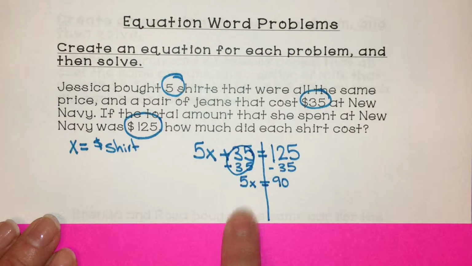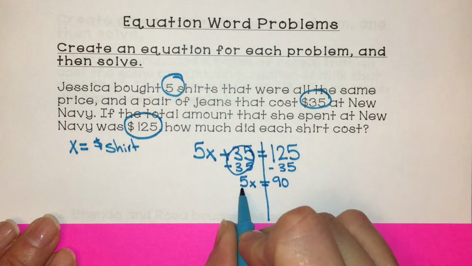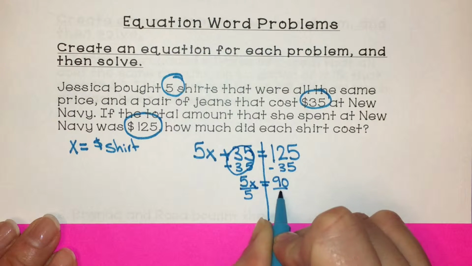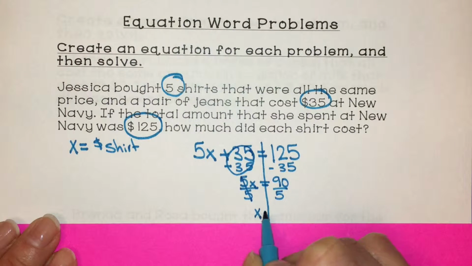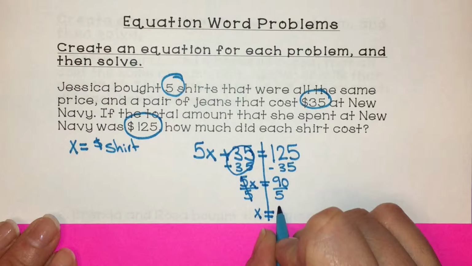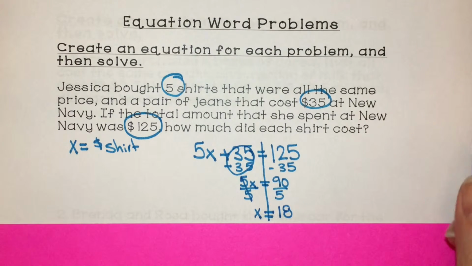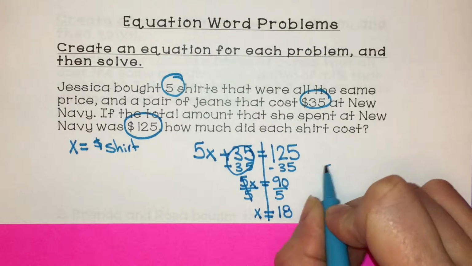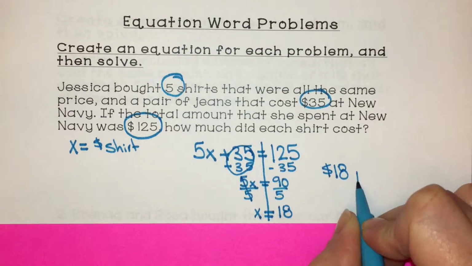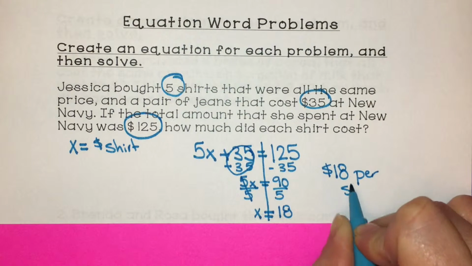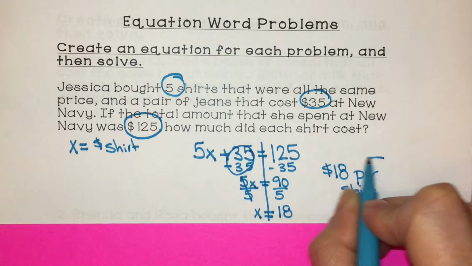X is being multiplied by 5. The opposite operation is to divide by 5 on both sides. 5 divided by 5 is 1. So we have X equals 90 divided by 5 is 18. So that means the price of each shirt is $18. So I'm going to write $18 per shirt as my answer.